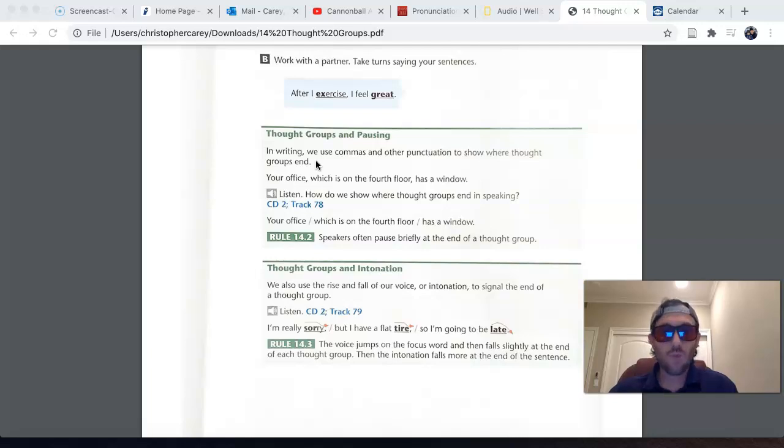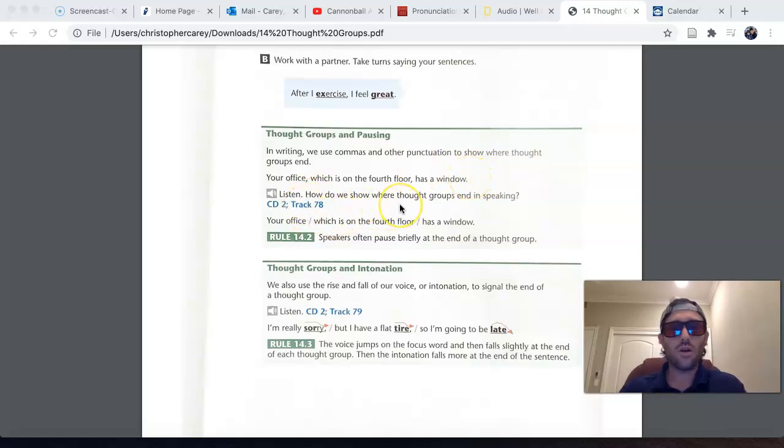In writing, in the written form of English, we use commas and other forms of punctuation to show where one thought group ends and another thought group begins. For example, your office, which is on the 4th floor, has a window. Your office, one thought group, which is on the 4th floor, one thought group, has a window, another thought group.